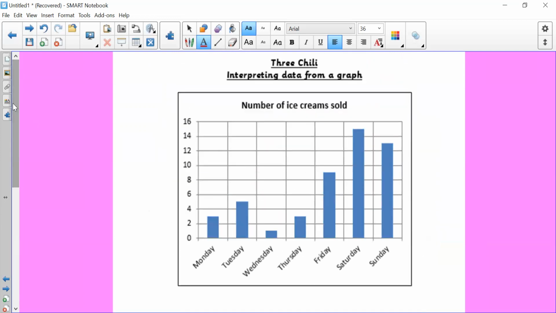Now you only need to complete 1 chili, but if you'd like to have a bit more practice and do more than one, that's absolutely fine. But the expectation is 1 chili challenge.